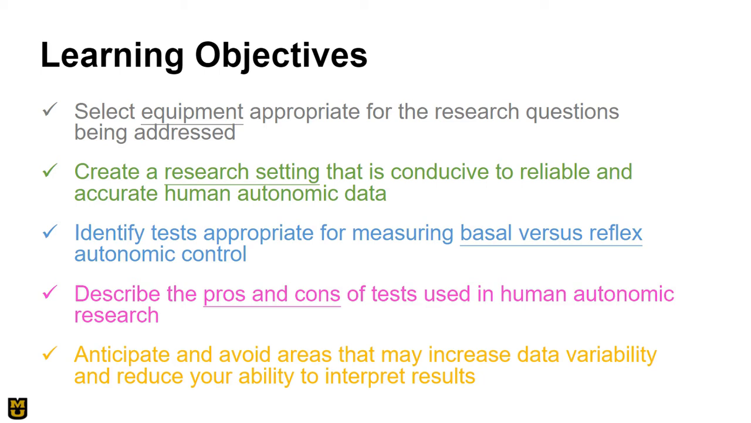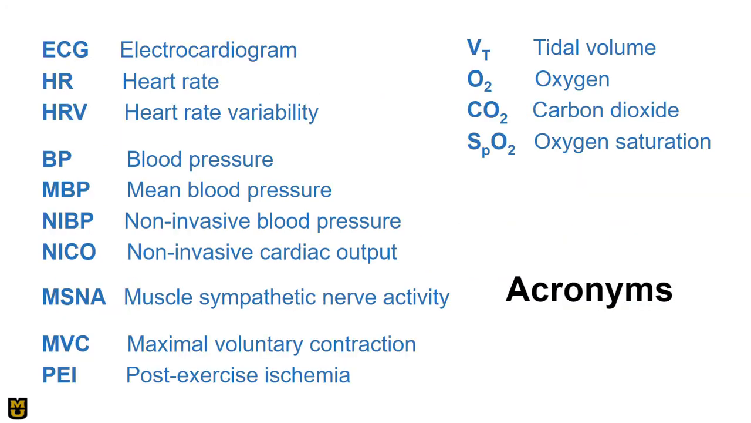First, I'm going to talk about selecting equipment that would be appropriate for answering questions related to human autonomic testing, as well as creating a research center setting that's conducive to reliable data. A human autonomic lab may look different than some of the laboratories of your colleagues around you. I'm also going to try to help you identify some of the tests that might be appropriate for your research questions, whether they relate to basal or reflex autonomic control, and the pros and cons of these tests, with the ultimate goal of helping everyone anticipate and avoid areas that could increase data variability or reduce your ability to interpret results as you start collecting your data.